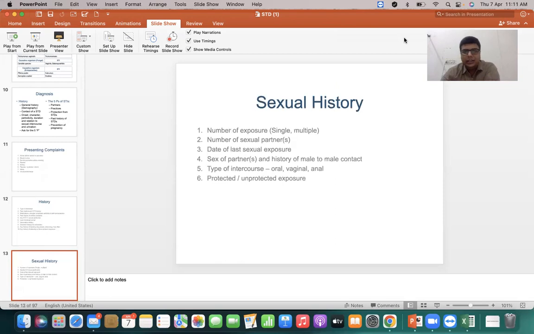Also the sexual history: whether the person is sexually active, how many partners do you have, how many exposures, multiple partners, all the history is very important. Whether the sexual intercourse is oral, vaginal or anal, and whether it was protected or unprotected.